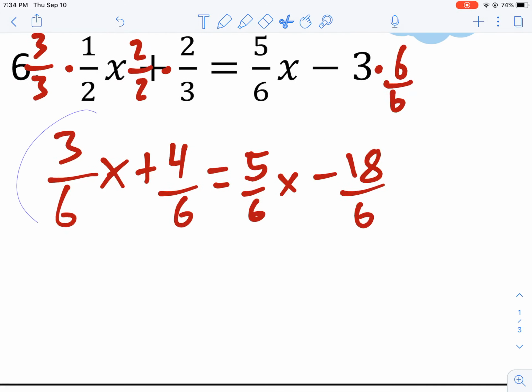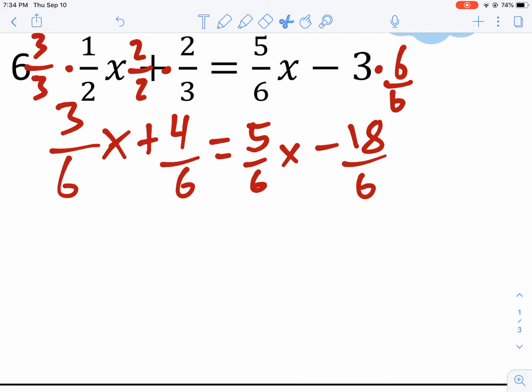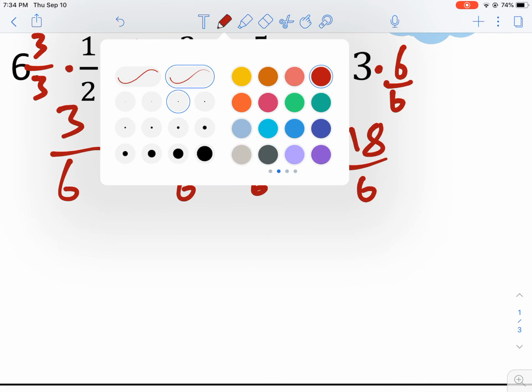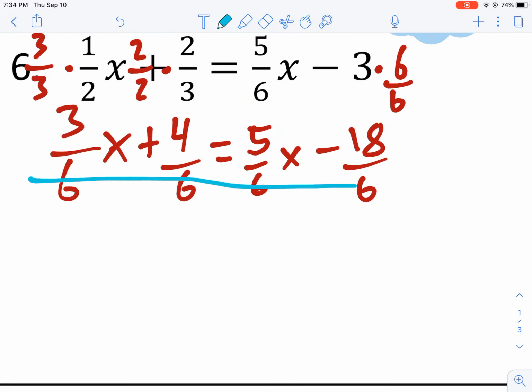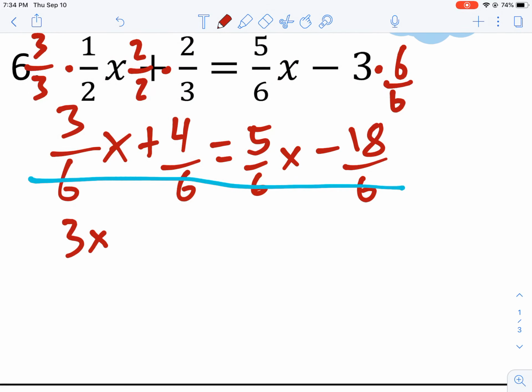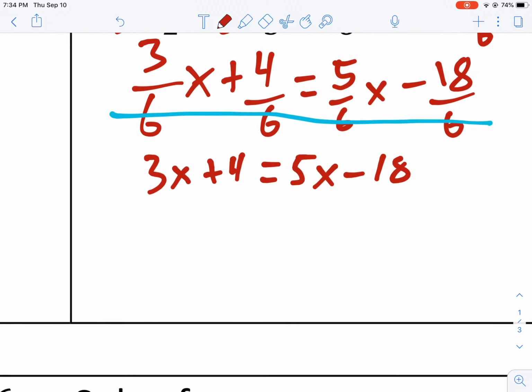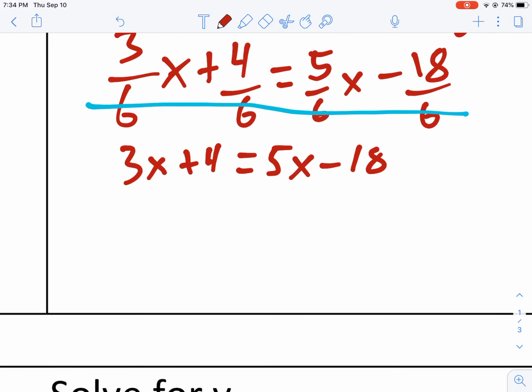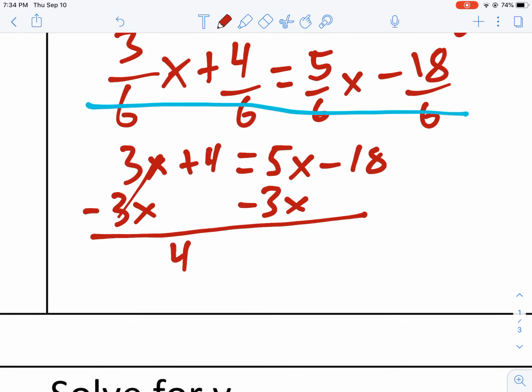All right. So now that we've got all of our fractions over 6, we can cancel out all of our fractions. That's going to leave us with just whole numbers. So we've got 3x plus 4 equals 5x minus 18. And now this is a problem that we can solve with our regular solving skills. So we're going to subtract 3x to get our x's on the same side. We've got 4 equals 2x minus 18.